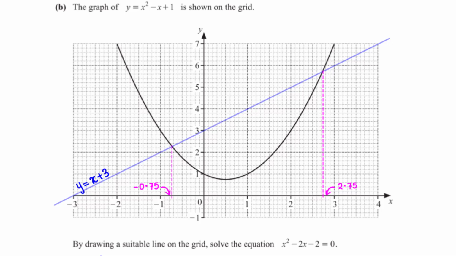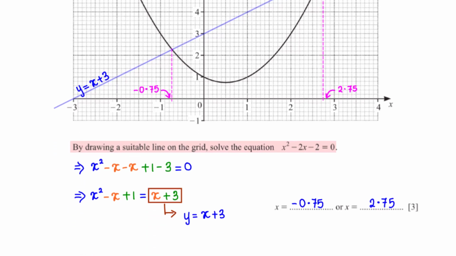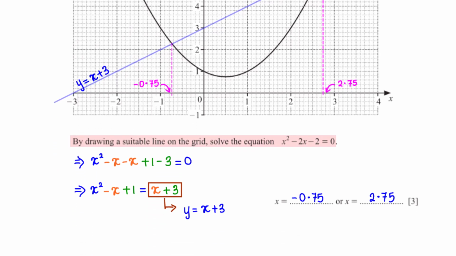The graph of y equals x squared minus x plus 1 is shown on the grid. By drawing a suitable line on the grid, solve the equation x squared minus 2x minus 2 equals 0. To be able to determine the straight line we need to draw on the grid, let's rearrange the equation to have the function of the quadratic on one side of the equation.